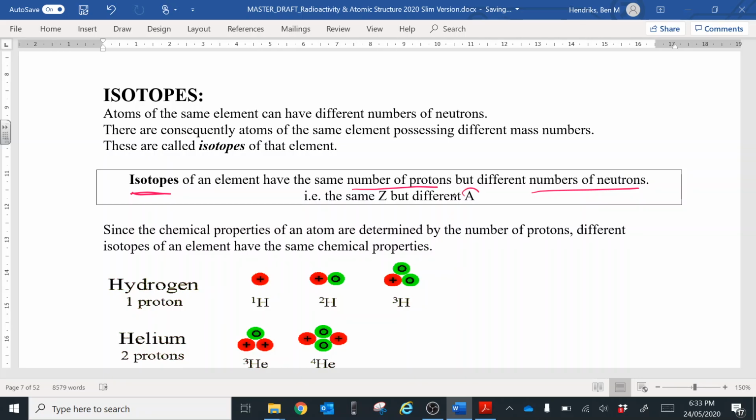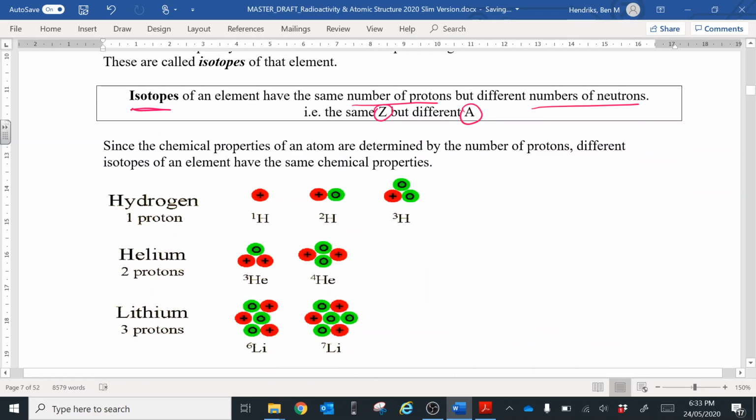So remember that mass number was A and the atomic number was Z. So it means that we've changed the mass of it. I have some examples down here. Since the chemical properties of an atom are determined by the number of protons, different isotopes of an element have the same chemical properties. So hydrogen 1, 2, and 3 all have the same chemical properties, just different mass numbers.